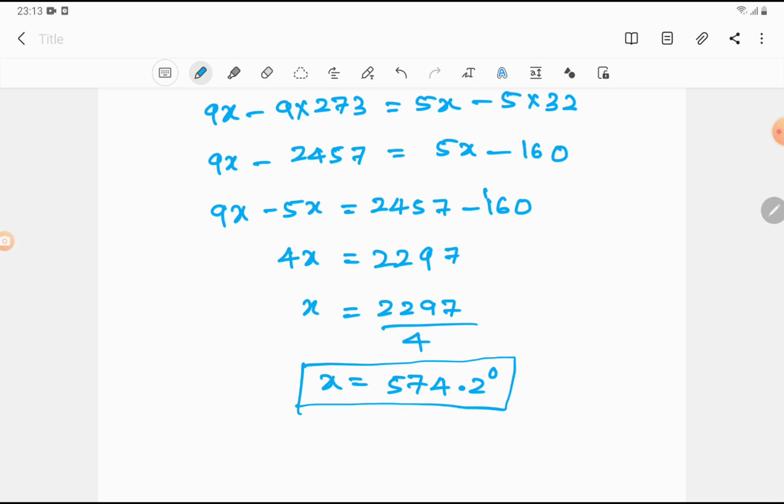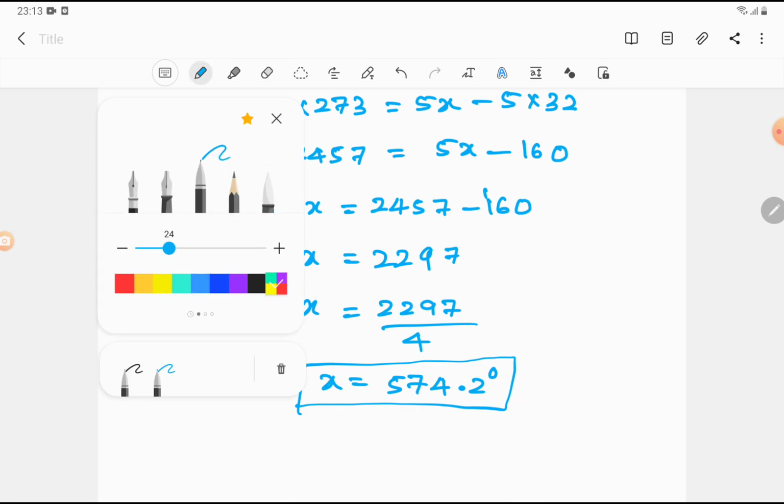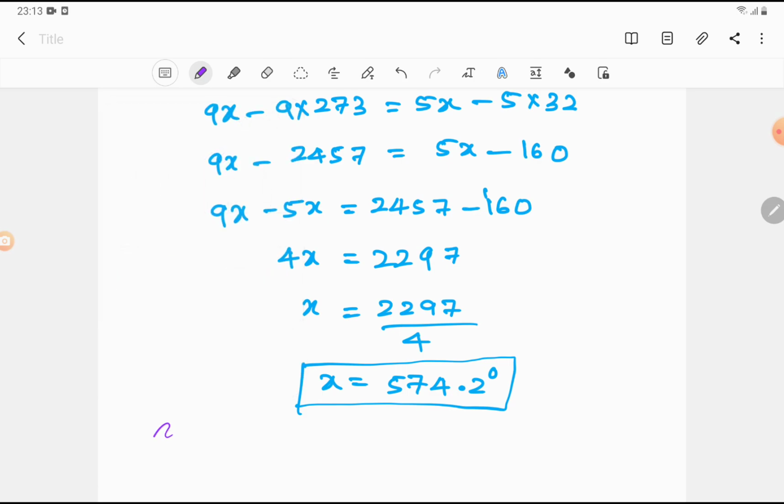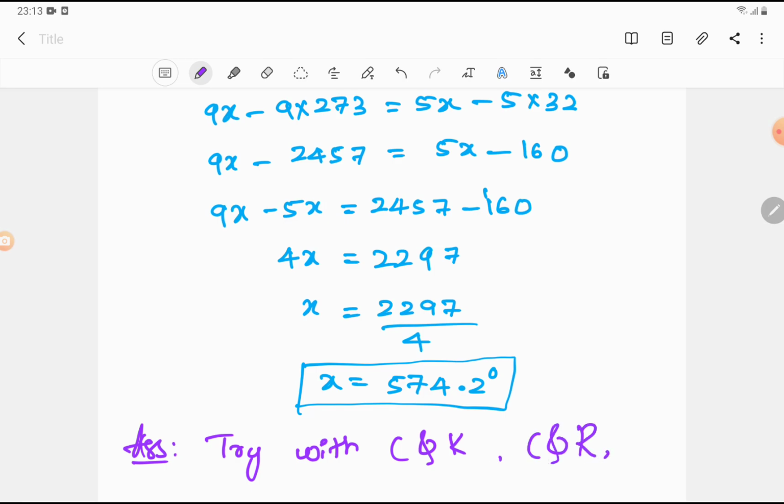So we have done Celsius and Fahrenheit, Kelvin and Fahrenheit. So for assignment, try with Celsius and Kelvin, Celsius and Reaumur, Kelvin and Reaumur. Okay, definitely it will help for your NEET examination.